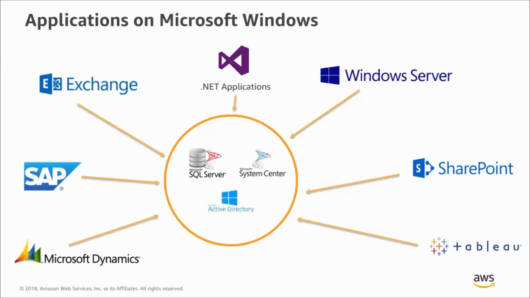You can run a variety of applications on Windows on AWS. It's not just Microsoft applications such as Dynamics and Exchange, but you can also run custom applications built in .NET, Java, Python, ERP solutions such as SAP, or BI solutions such as Tableau.